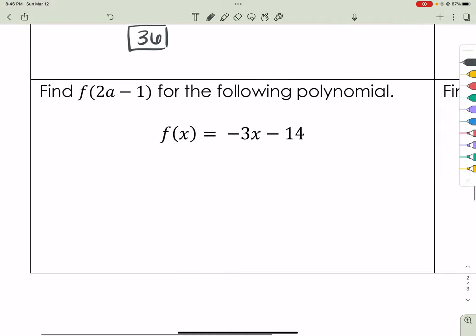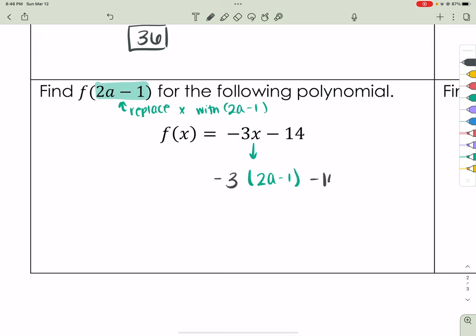All right, the second to last one, f of 2a minus 1 for the following polynomial, f of x equals negative 3x minus 14. So now I'm not just plugging in a number, but now I'm plugging in 2a minus 1 where there was an x. So I'm going to replace x with 2a minus 1 in parentheses. So I have an x here. I'm going to replace that with 2a minus 1. Carry everything down. And that's now going to be f of 2a minus 1.